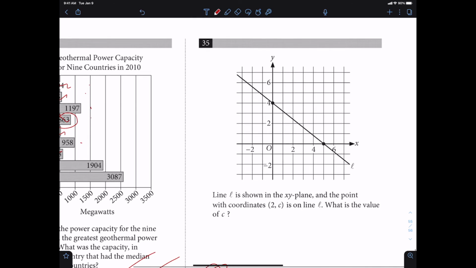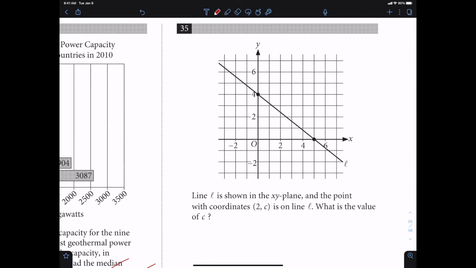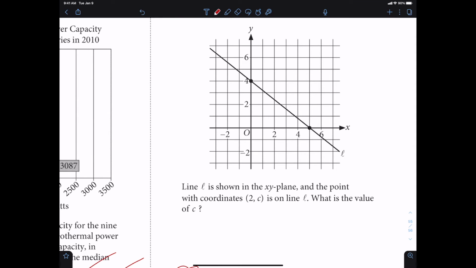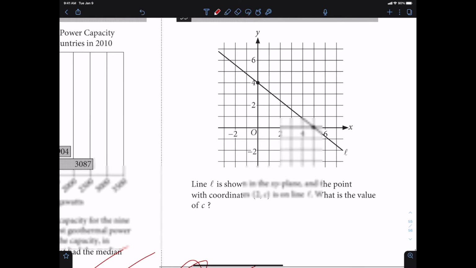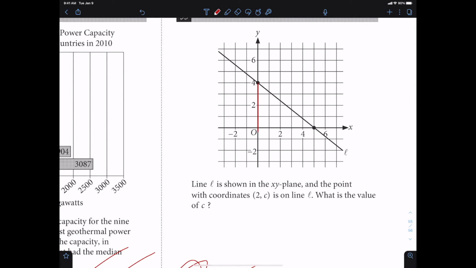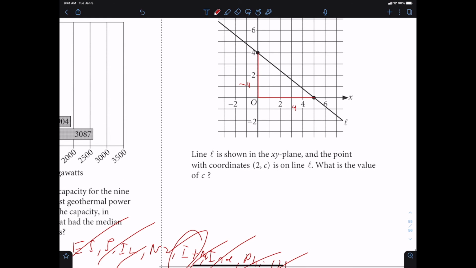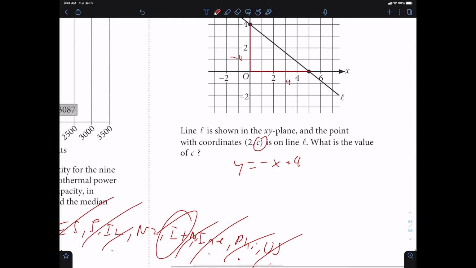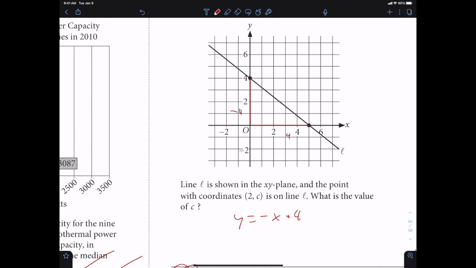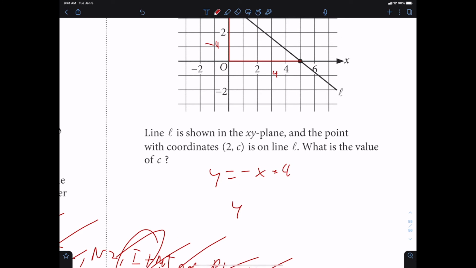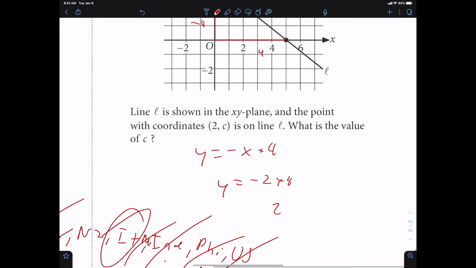Cool. Alright, line L is shown in the xy plane, and the point with coordinates 2, c is on line L. What is the value of c? Alright, so the equation of this line, let's find out the slope first. Rise over run, remember? This is going to be a negative slope. So we got negative 4 over 4. That's going to be a negative 1 slope. So we got y equals negative x plus, and then we know that y-intercept is 4, so plus 4. And now we want to find the y value when x is 2. Well, we can just plug 2 in for x, and we get 2.